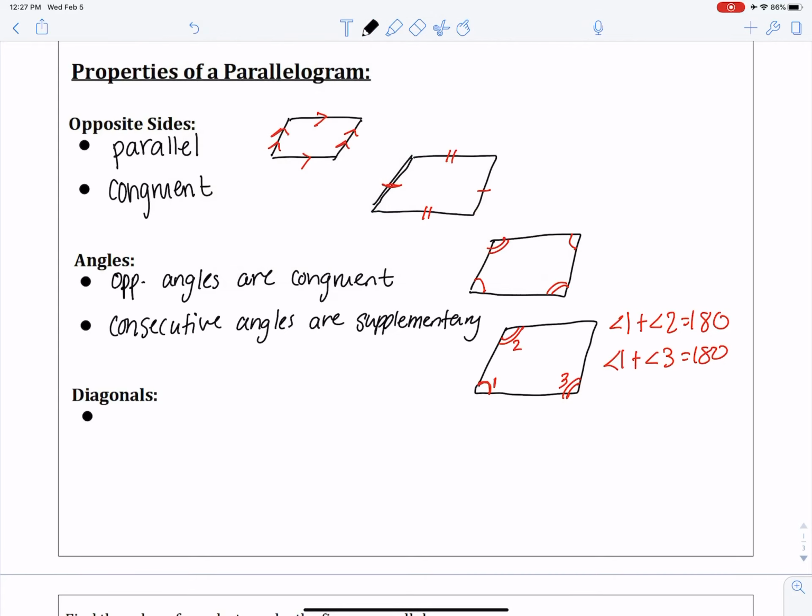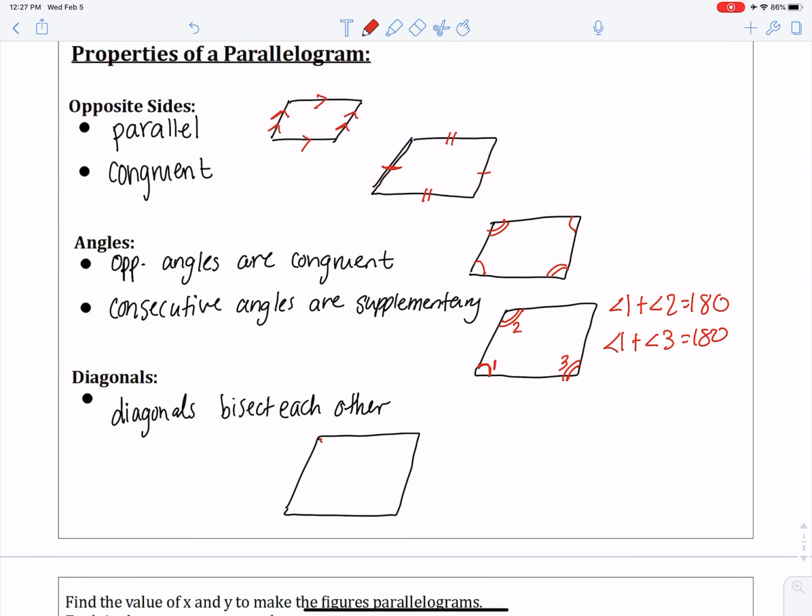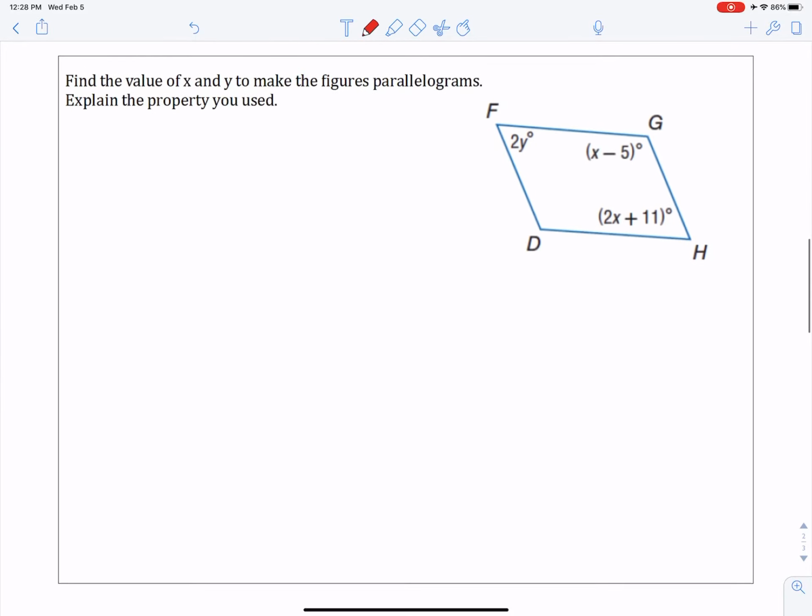Diagonals. The next thing is about the diagonals. The diagonals bisect each other. So in the picture, your diagonals would bisect each other. So that means this one's being cut in half and this one's being cut in half. Okay, so that's our 5 properties about a parallelogram. We're now going to use those properties in our examples.